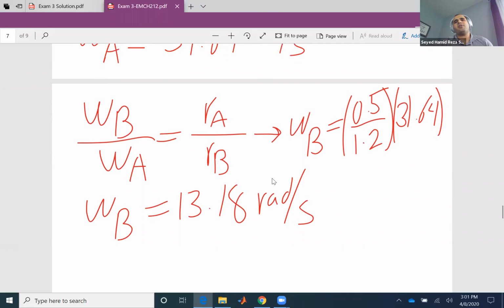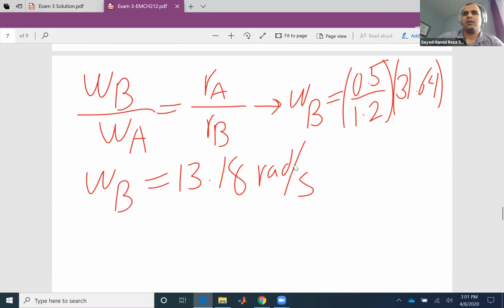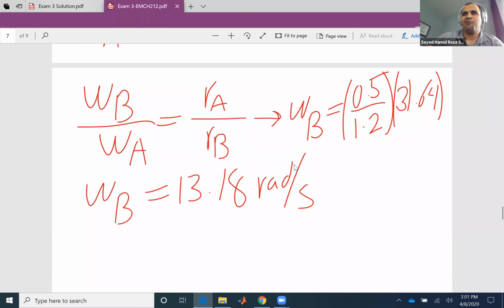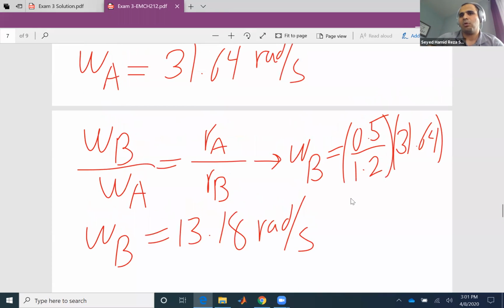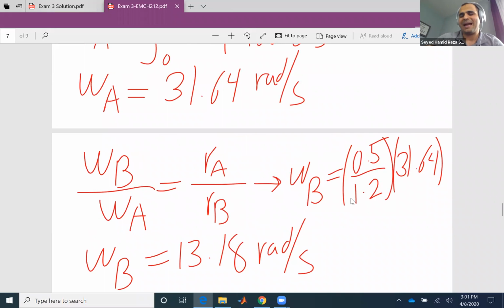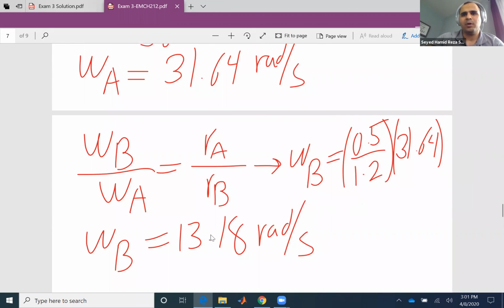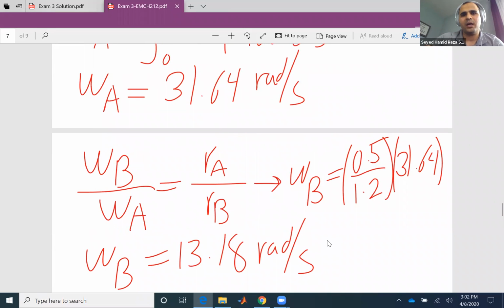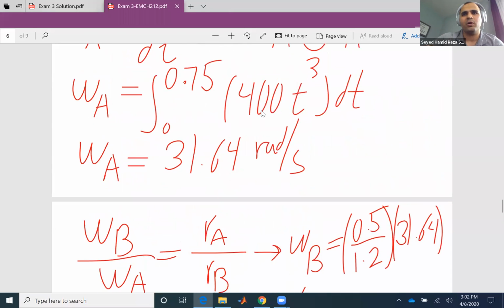So first I found omega A based on alpha A and then the gear ratio. I found omega B. So that's the first part of the problem. The problem is also asking for acceleration at point P. But before we get into it, let's see if omega B is actually less than omega A. Yep, omega B is 13.18, omega A is 31.64.